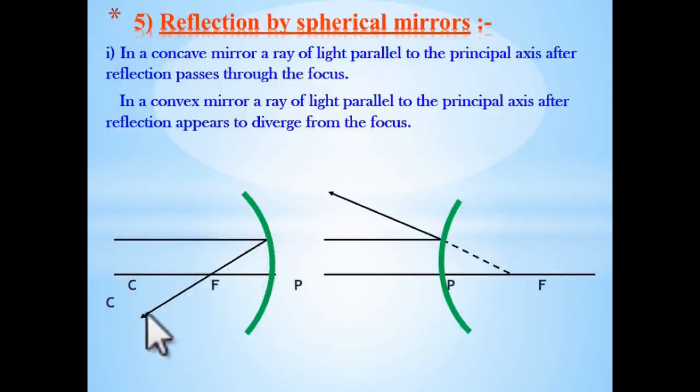This is one rule. In a convex mirror, a ray of light parallel to the principal axis after reflection appears to diverge from the focus. So here the ray is going like this and it gets reflected, but the reflected ray appears as if it has come from the focal point. This is actually the focal point.